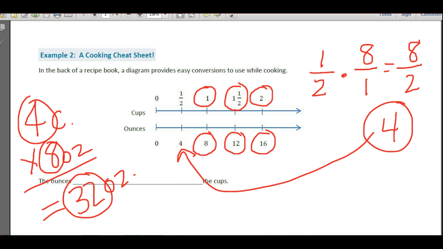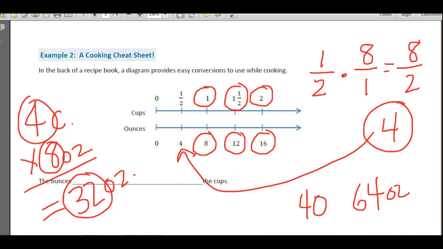And then if we had 5 cups, what's that? 5 times 8, that would be 40. On and on and on. How about 8 cups? 8 times 8, who knows their multiplication table? 64 ounces in that case. So yeah, it gives us a way to quickly go to the back of the book and see a conversion really quickly.